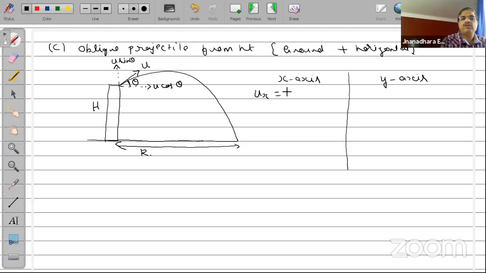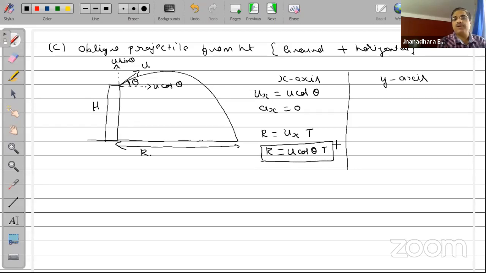Ux will be equal to u cos theta. Ax is 0. And therefore, you will find that the range will be equal to Ux into the time of flight, T, which will be u cos theta into T. The whole problem is to find out what this time of flight is. There's no straightforward relation to it. Let us see how to solve it though.